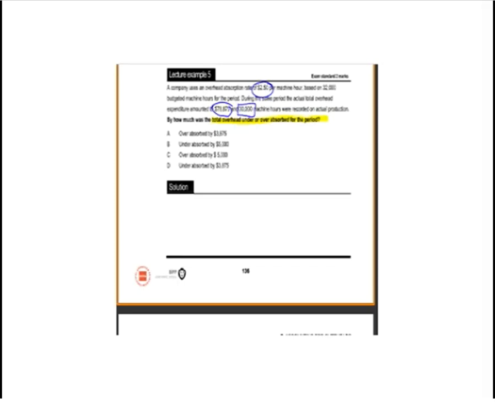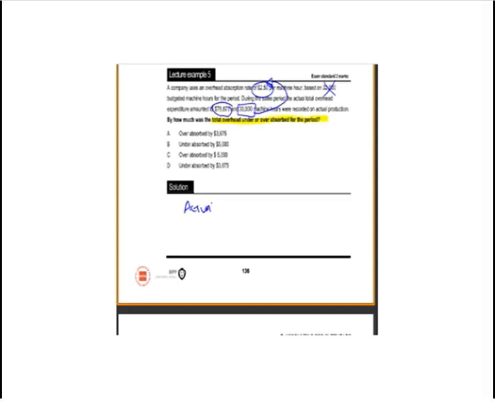So when we look at calculating our overhead absorbed, it will be based on our actual hours multiplied by our overhead absorption rate. Therefore, we do not need the 32,000 budgeted machine hours. Okay, let's do the calculation together.